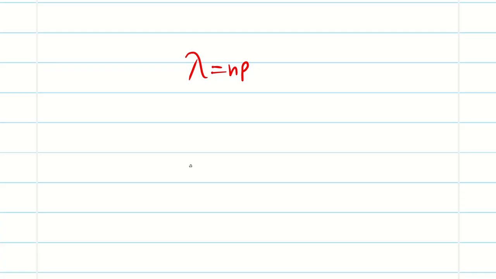And we learned lambda is equal to np, it is uniparametric. So when n is getting very large and my probability of success is getting very low, approaching 0, then what can I do? I can apply Poisson distribution. Okay, let's go into a new problem.